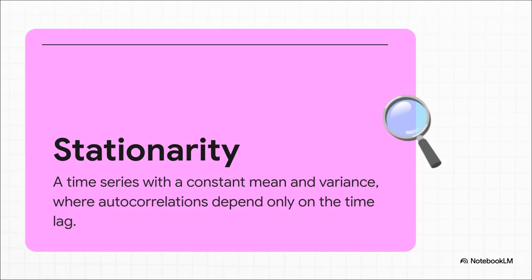But first, and this is super important, we need to talk about a concept called stationarity. A time series is stationary if its basic properties, like its average and how much it bounces around, stay consistent over time. Think of it like a calm, predictable river versus one that has crazy seasonal floods and rapids. We can only build good, reliable models on that calm river.